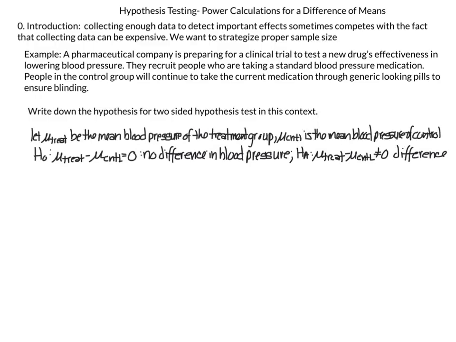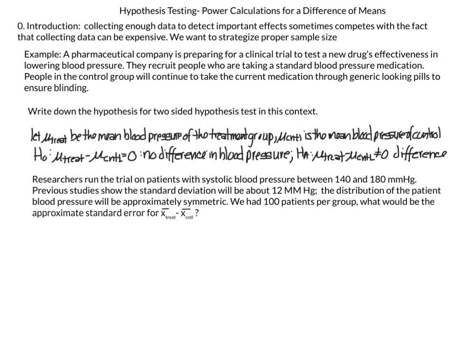So generally, H0 is going to be that the mean blood pressure of the treatment group and the mean blood pressure of the control group are equal. In other words, the mean of the treatment minus the mean of the control is equal to 0. There's no difference in blood pressure. The alternative hypothesis says the mean of the treatment minus the mean of the control is not equal to 0. This is a two-sided hypothesis, so it means that the mean of the treatment minus the mean of the control is either greater than 0 or less than 0.